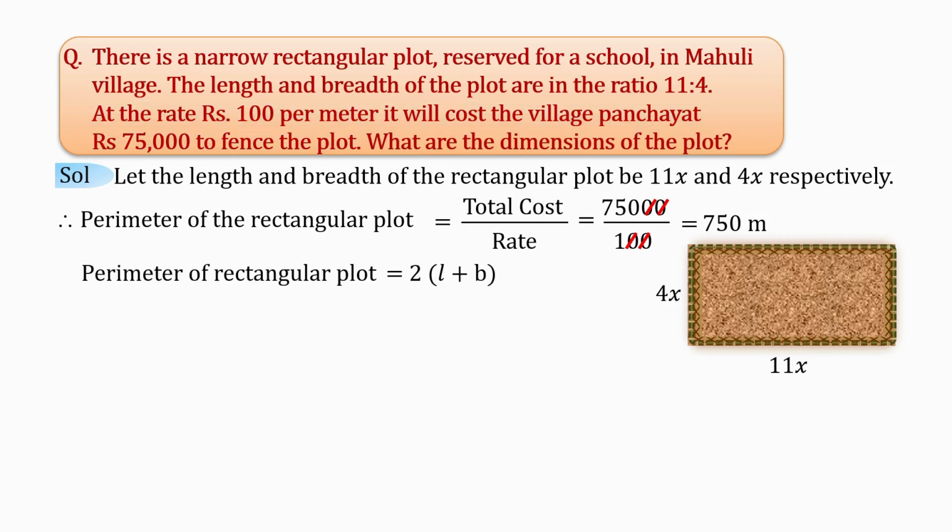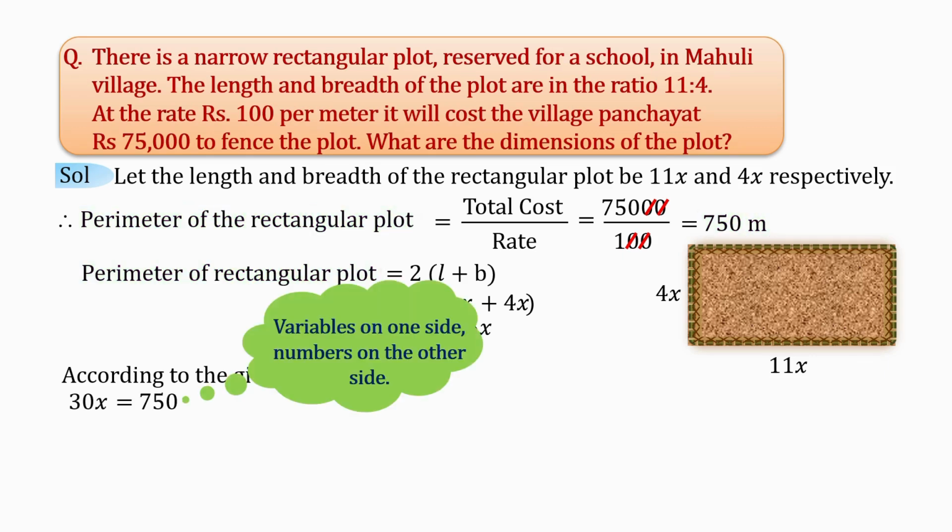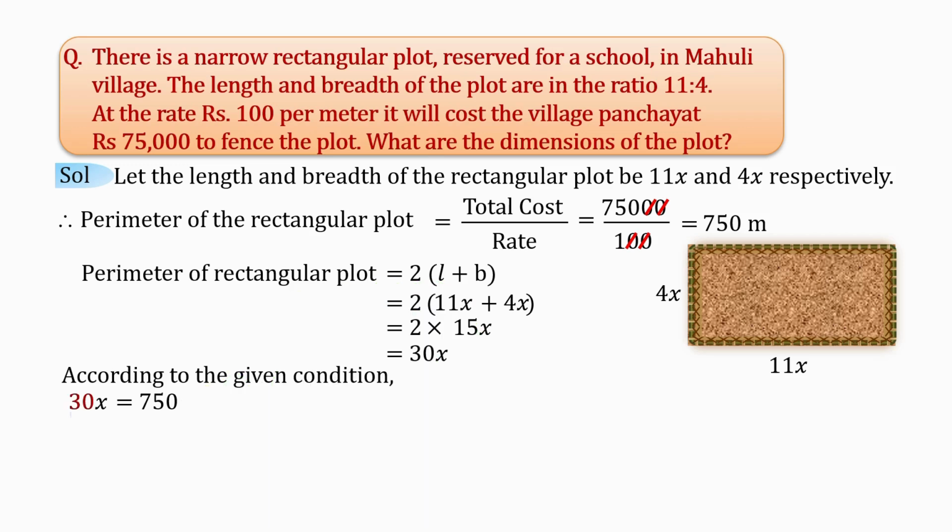Now this is a rectangular plot. So the perimeter of the rectangular plot is equal to 2 into (L plus B). Now we are going to replace L with 11x and B with 4x. So this becomes 2 into 15x, that is 30x. Now as per the question, 30x is the perimeter, which we already got as 750. So 30x equal to 750. Now we are going to solve this. We will keep the variables on one side and the numbers on the other side. So 30 will go to the other side, so it will divide.